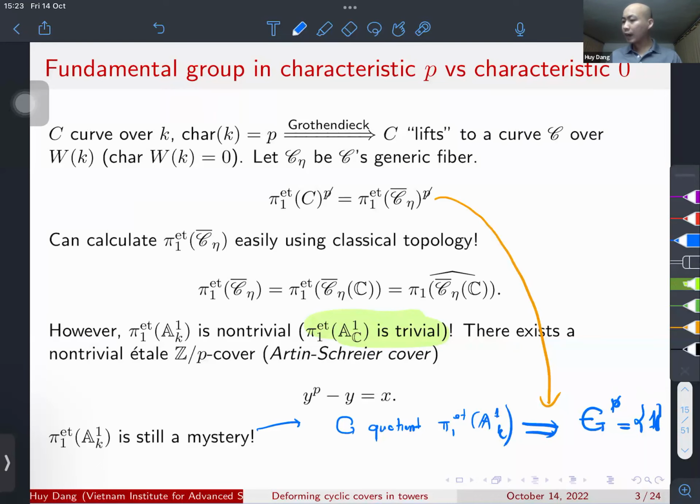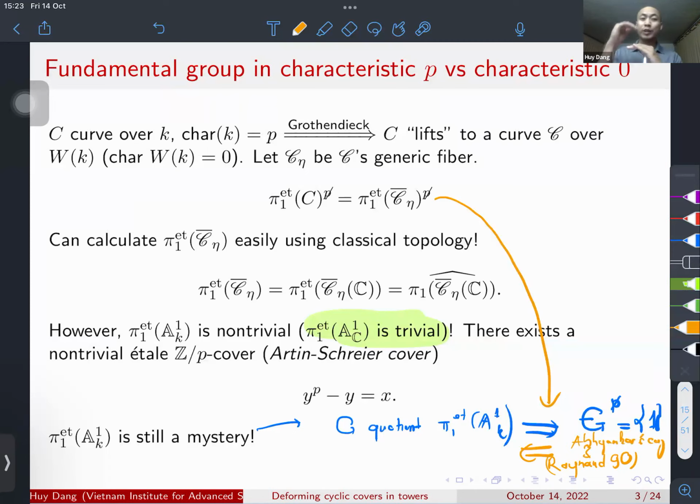And also, we also have the inverse direction. Let's say any group whose prime to P part is trivial, or actually, any P group is a Galois group of a cover of the affine line over K. And the inverse direction is proved by Raynaud in the 90s. This one is usually known as the Abhyankar conjecture. So that's what we know.